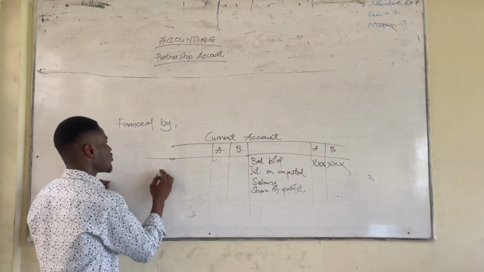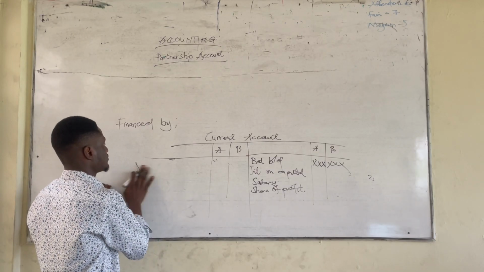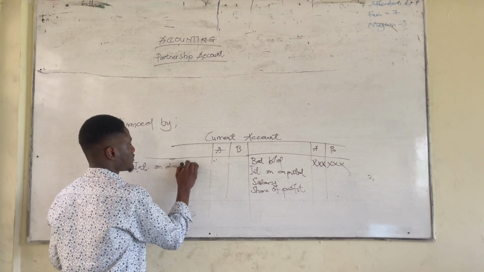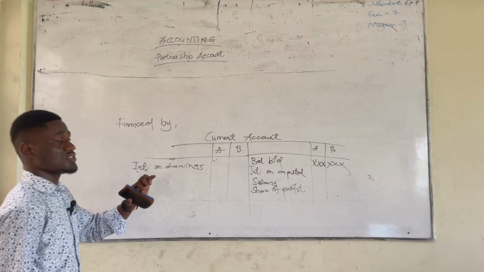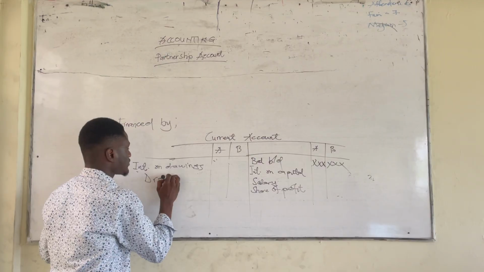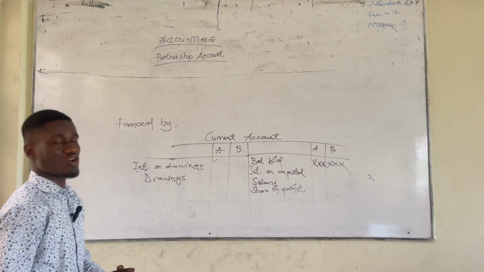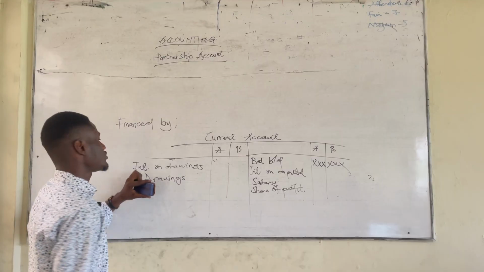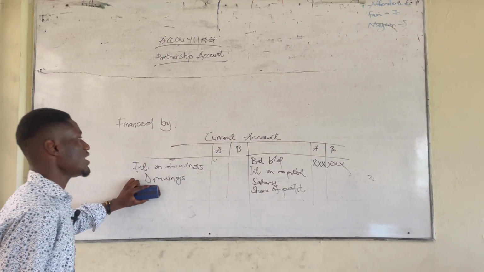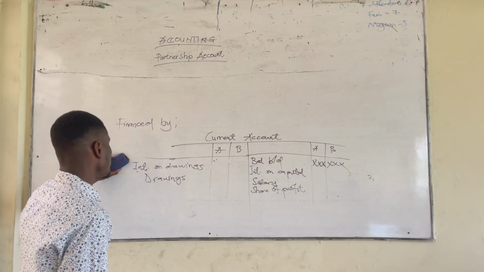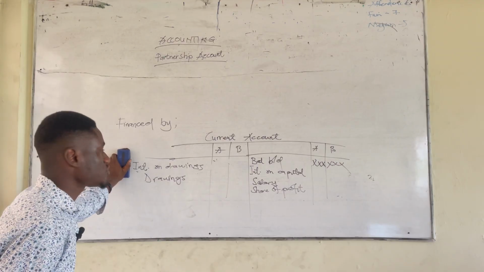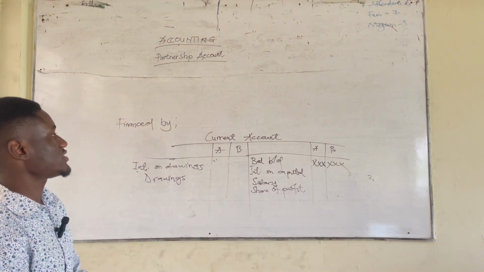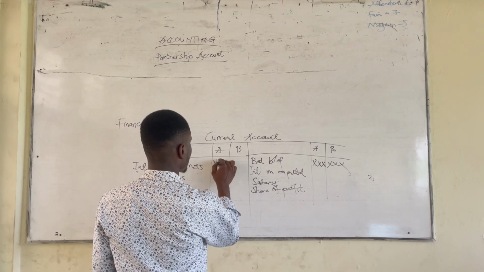And the items that will come here are interest on drawings, you see, and drawings will also come here. Good. But when you check the profit and loss appropriation account, there is no drawings. So you see the difference. Drawings is going to be here in the current account. So take note, every time, interest on drawings and drawings are at the debit side of the current account. Good. So we are going to record the amount here.